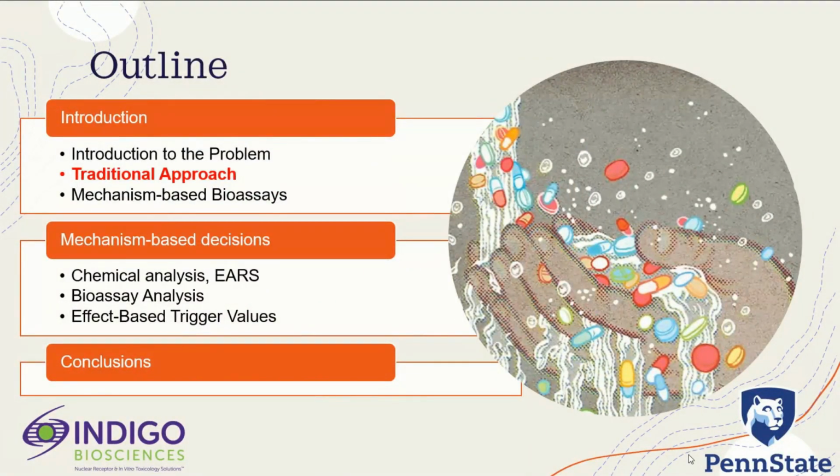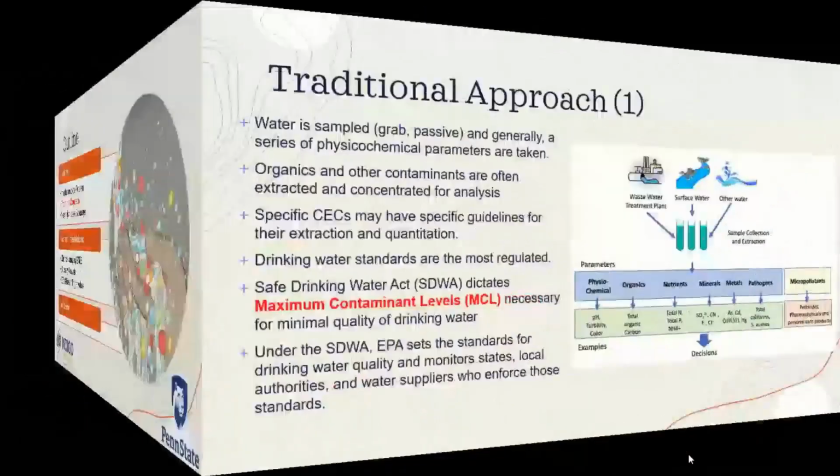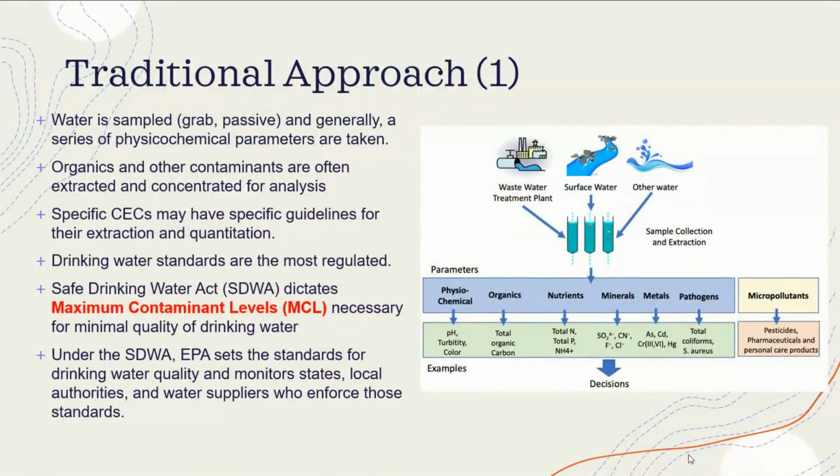So how do we start to tackle the presence of these chemicals in our environment, and how can this be addressed, and how can we communicate the issues? So the traditional approach is shown on this slide. And this is basically just taking your sample through either grab sampling or passive sampling.